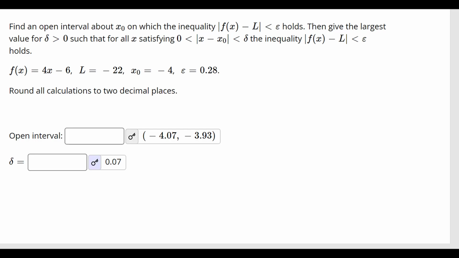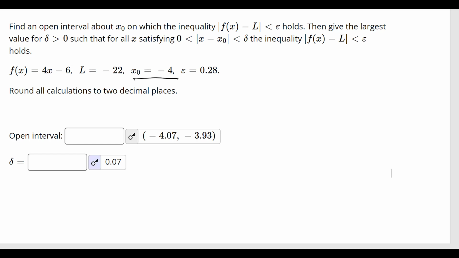Hello, this is number 3 from the precise definition of a limit. Find an open interval about x sub 0, and in that case, our x sub 0 is negative 4, on which the inequality absolute value of f of x minus L is less than epsilon holds. Then give the largest value for delta greater than 0 such that for all x satisfying 0 less than absolute value of x minus x sub 0 is less than delta, the inequality absolute value of f of x minus L is less than epsilon.